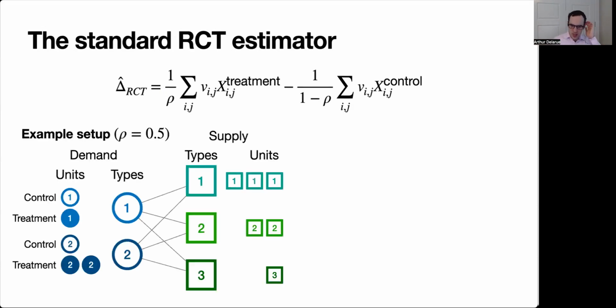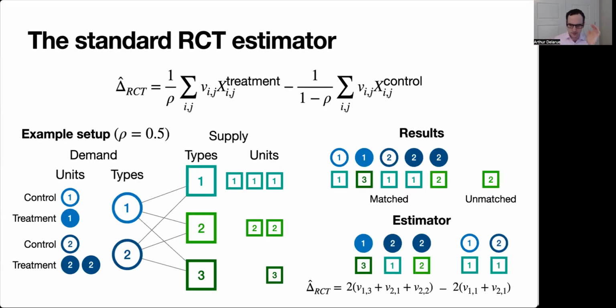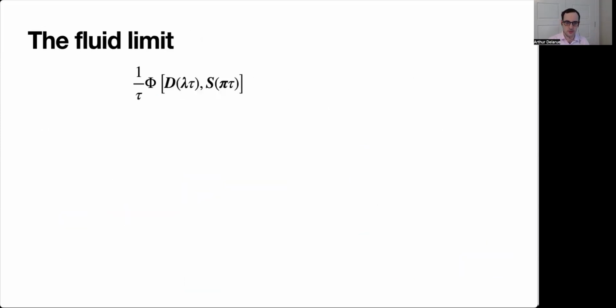So just in the interest of time, let me skip this example because it's a very straightforward estimator. Now, in order to analyze the performance of this estimator, we're going to make a simplification of our model, which is that, to avoid small sample size type effects, we're going to work in a limit where we have a lot of demand and a lot of supply. The market is sort of thick. And in that case, we call this the fluid limit.